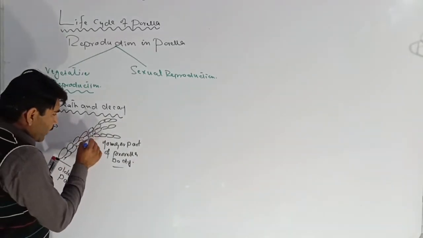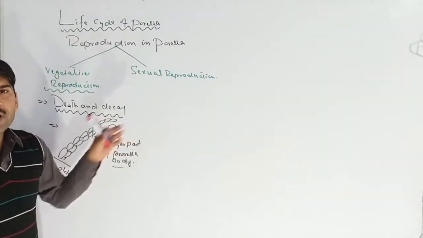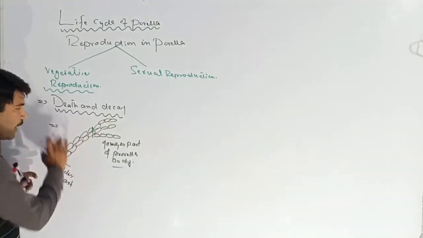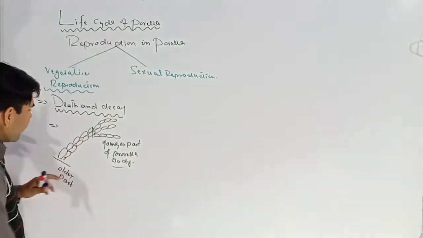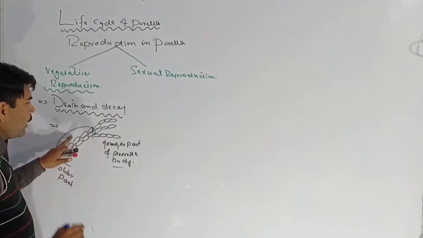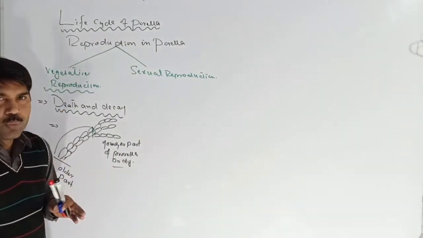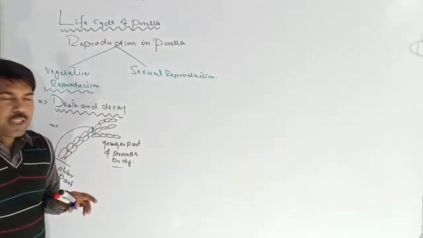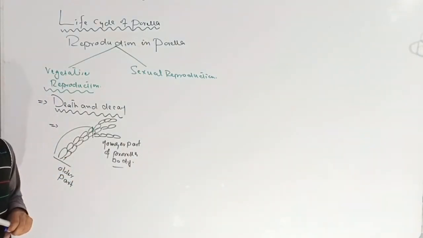Here is the point from where these branches separate from each other. If this whole portion dies or decays, then all these branches will become separated from each other. So when this older part dies or decays, all these branches will grow and produce a new Porella body. That's why this vegetative reproduction is named the death and decay process. So it was the first method through which vegetative reproduction takes place.